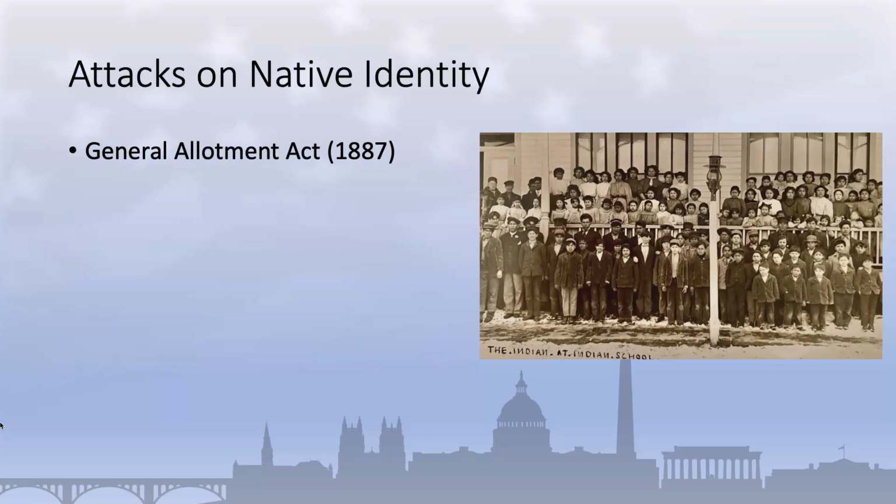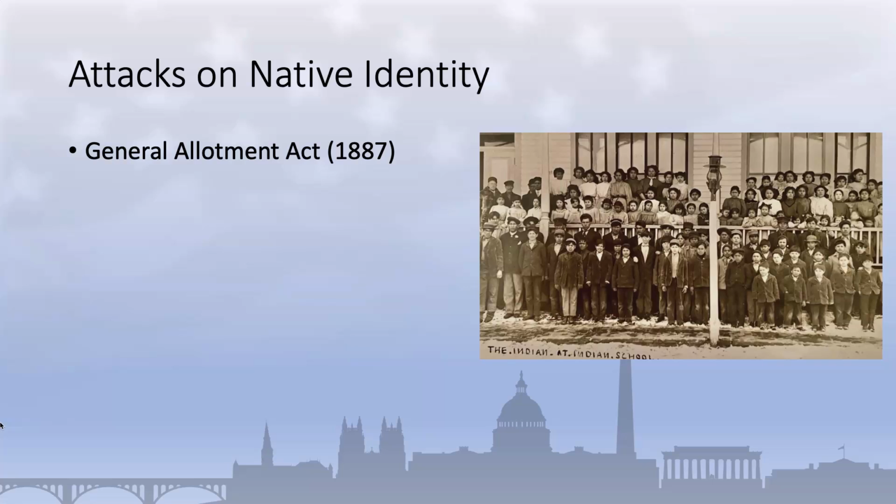The General Allotment Act, also known as the Dawes Act of 1887, aimed to break up communal land ownership among indigenous peoples and encourage individual land ownership instead. Under this act, Native Americans were allocated parcels of land, but to receive the full benefits of U.S. citizenship, they were required to abandon their tribal affiliations, cultures, and languages. This policy undermined Native identity by disrupting the intergenerational transmission of language and culture that occurred within tribal communities.